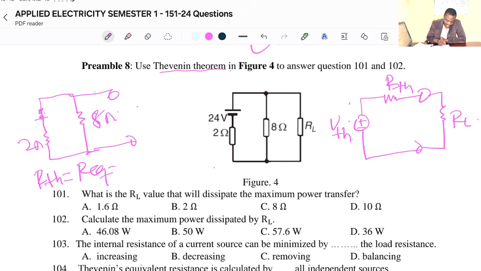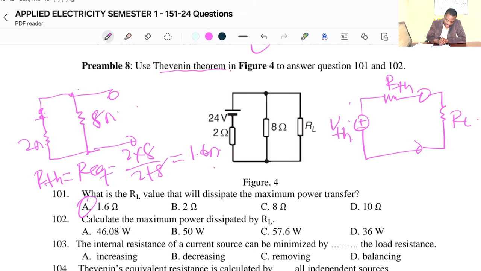Now, the equivalent resistance here is going to be our RTH. You can see 2 ohms and 8 ohms are connected in parallel because they are connected end to end, right? So I have 2 times 8 over 2 plus 8. So that will give me 1.6 ohms.